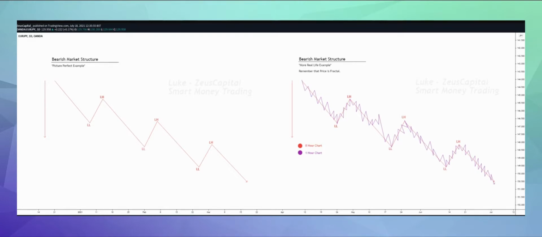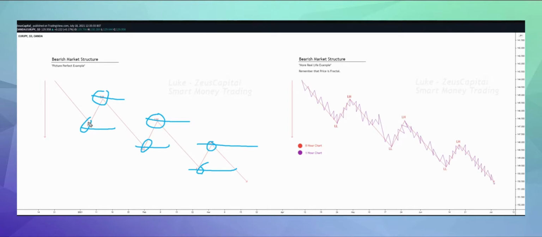Now again, like the bullish structure we've spoken about, this is more of a picture perfect example, and price, as we know, doesn't move as easy or simple as this may look. And as a reminder, when we compare things that look picture perfect to a real life example, it never looks the same really, does it? So again, just to cover up, LH is a lower high, LL is a lower low. As long as we're breaking structure to the downside, we're still in bearish structure.